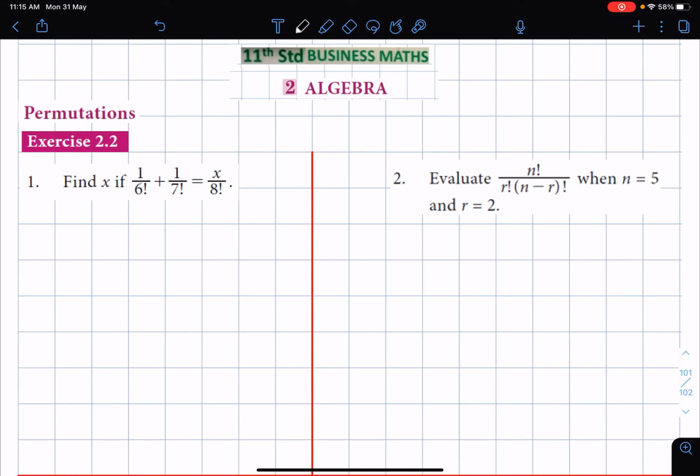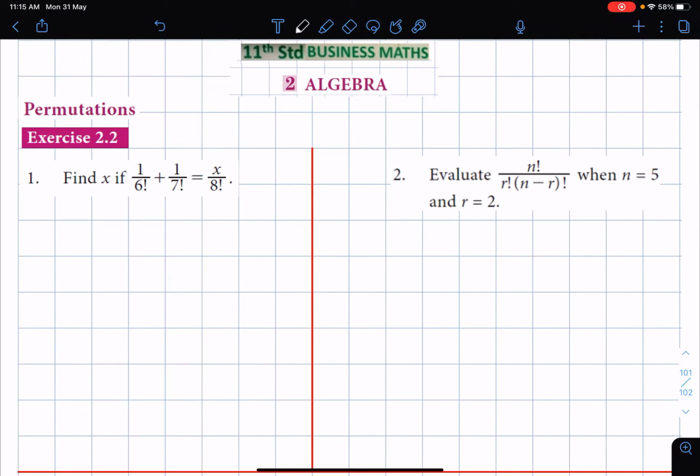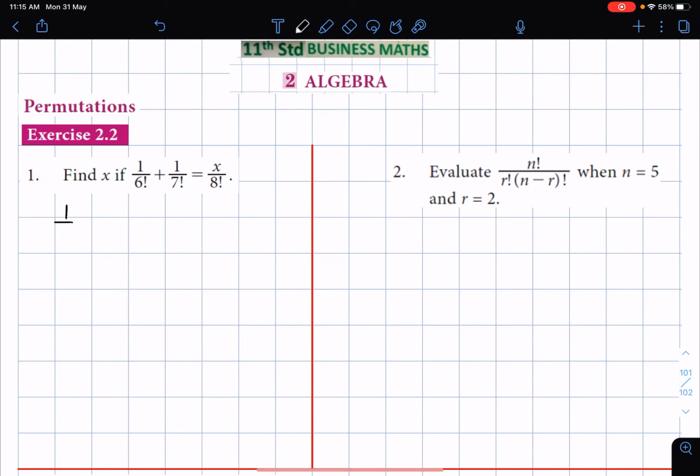Hello 11th standard business math students, welcome back to chapter 2 algebra. In permutations we are going to see exercise 2.2. First sum based on our factorial. Find x if 1 by 6 factorial plus 1 by 7 factorial equal to x by 8 factorial.